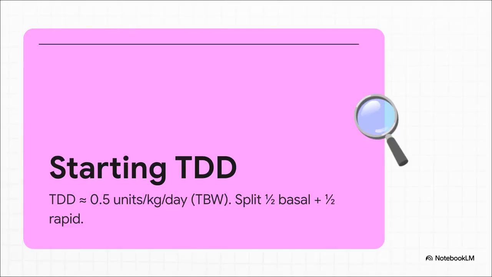Okay, let's tackle insulin. For initiating a basal bolus regimen in type 1 diabetes, your starting total daily dose, or TDD, is roughly 0.5 units per kilogram per day. The absolutely critical detail here is to use total body weight. Don't let them trick you with ideal body weight. Once you have that TDD, you typically split it right down the middle, 50% basal insulin and 50% rapid-acting insulin, with that rapid portion divided evenly among meals.